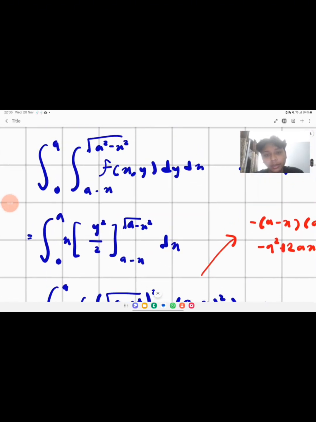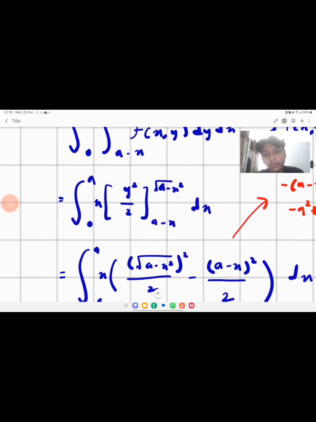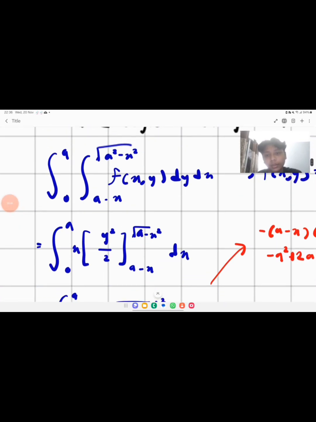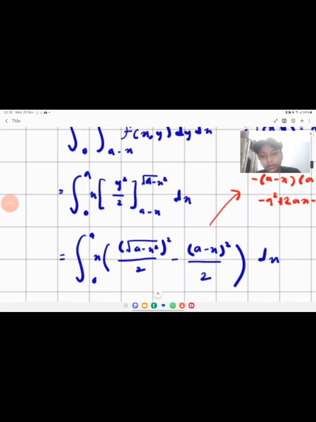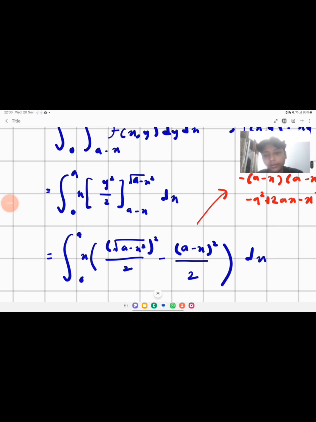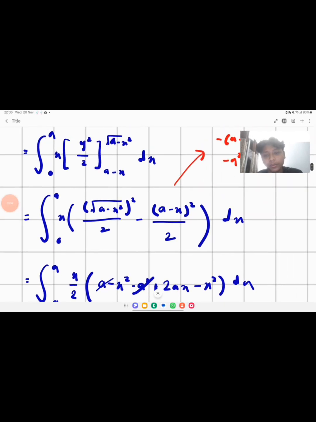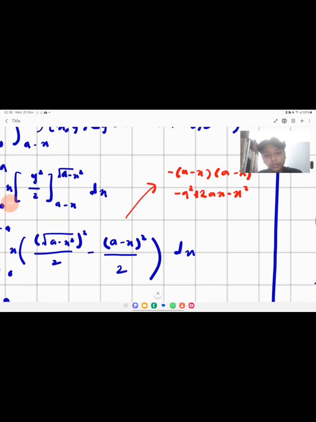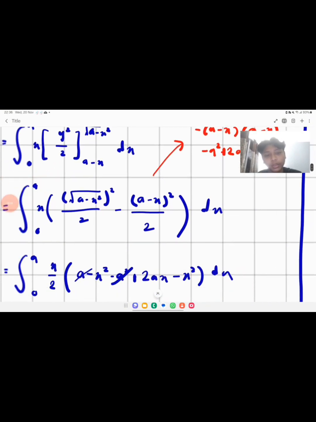Then we integrate with respect to y, so we get y squared over 2 in brackets from a minus x to square root of a squared minus x squared. Actually here no square root, my bad. Okay, continue. Then we insert the values, and for this we need to expand it, and we get negative a squared plus 2ax minus x squared.